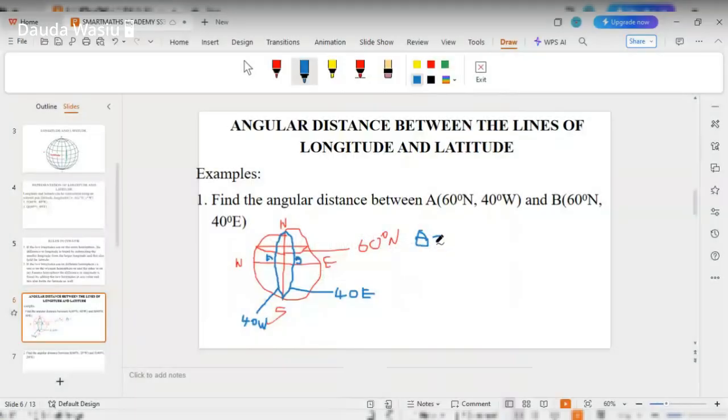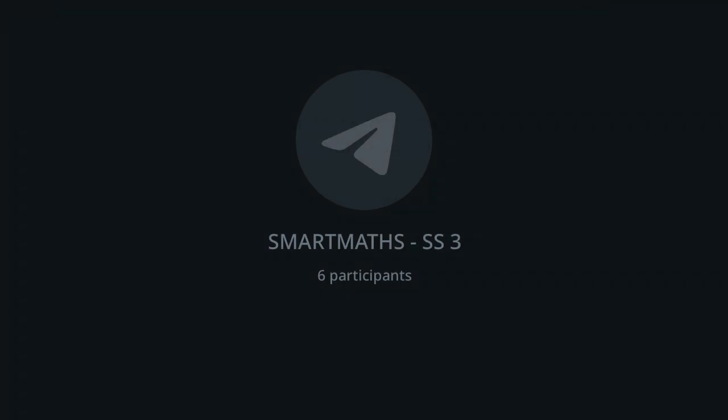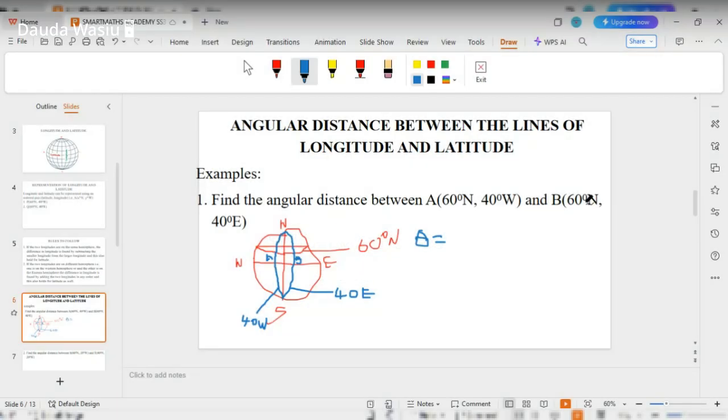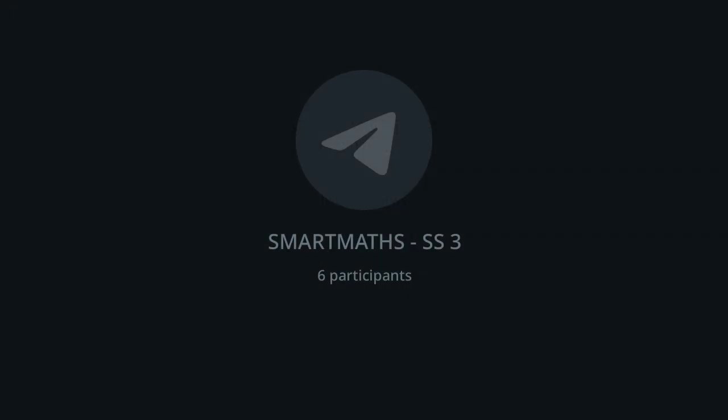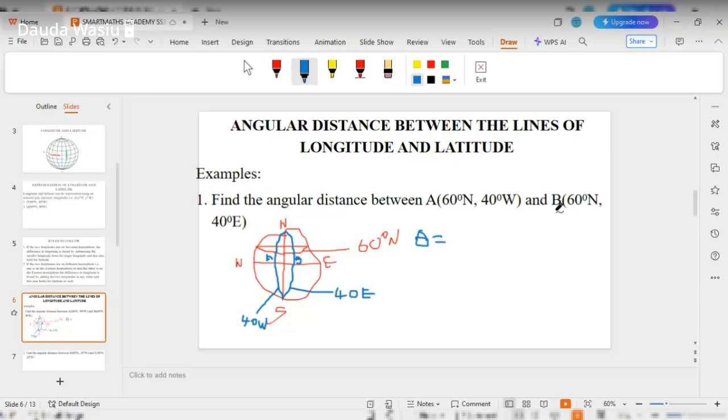So I've told you we are getting our angular difference from the longitude, because on the latitude we have 60 degrees north for point A, 60 degrees north for point B, so we cannot get it. So the rule of longitude for angular difference is: when they fall on different sides of the meridian or on the equator, we are going to add. So west, east, we are going to add.